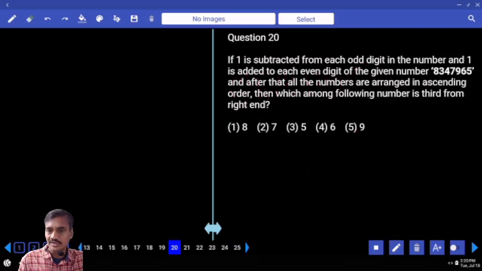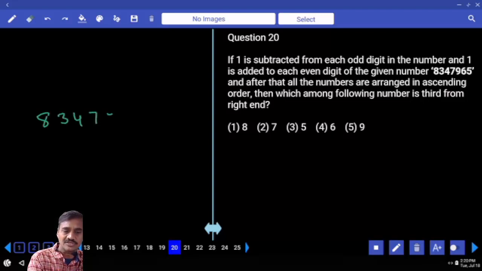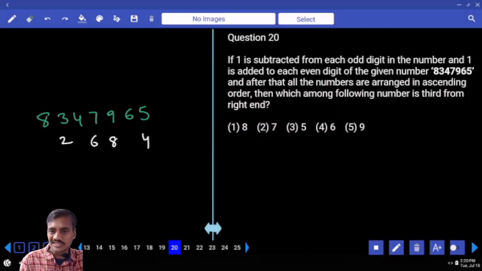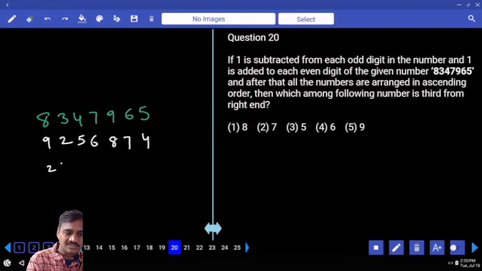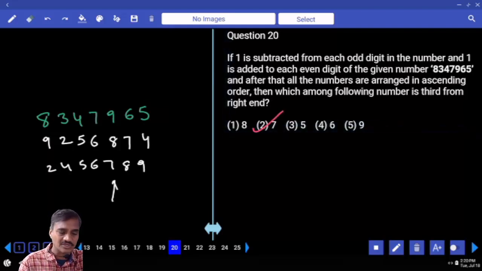Then 20. Now 1 is subtracted from the number. What is the number we have? 8347965. 1 is subtracted from each odd digit, and 1 is added to each even digit. Now this is 9, 5 and 7. Then after all the numbers are arranged in ascending order, now these numbers are arranged in ascending order: 2, 4, 5, 6, 7, 8 and 9. Then which of the following numbers is third from the right? Third from the right, that is 7, choice 2, question number 20.